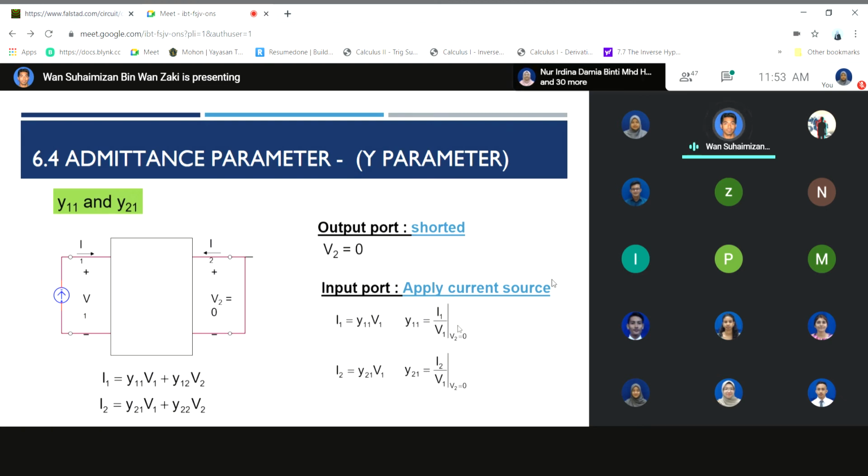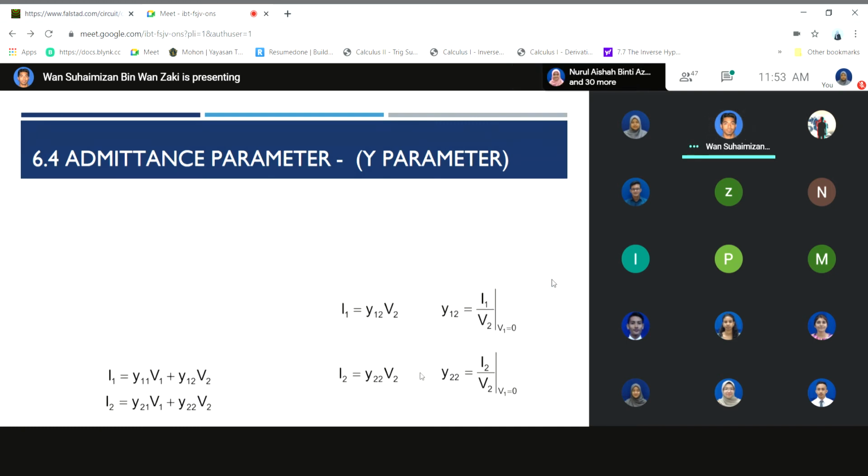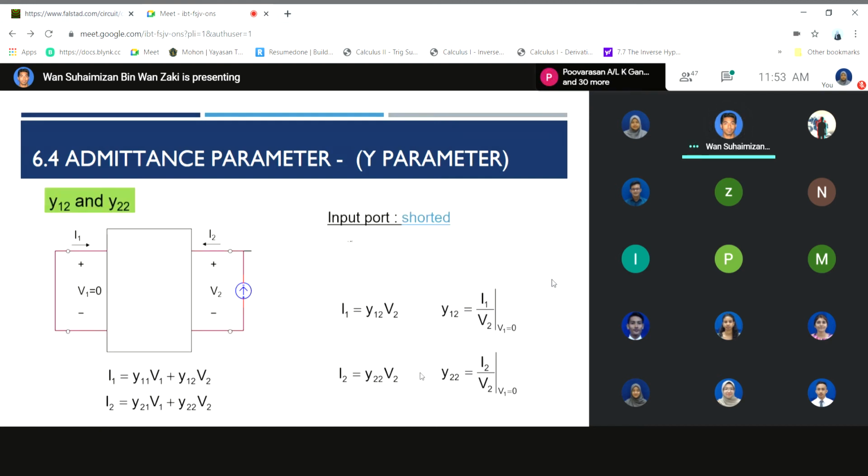So when you apply V2 equals 0, this is to determine Y11 and Y21, right? So next, you short circuit at V1, so it means that you apply a short circuit at V1, then you get the parameters for Y12 and Y22. Because Y12 equals I1 over V2, Y22 equals I2 over V2 when V1 equals 0, right?